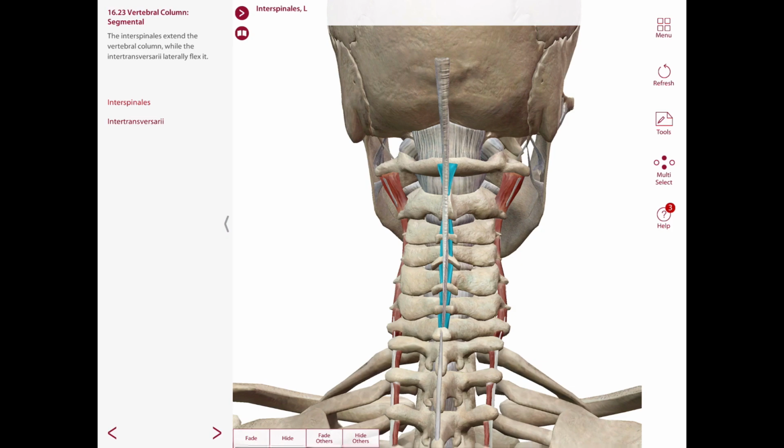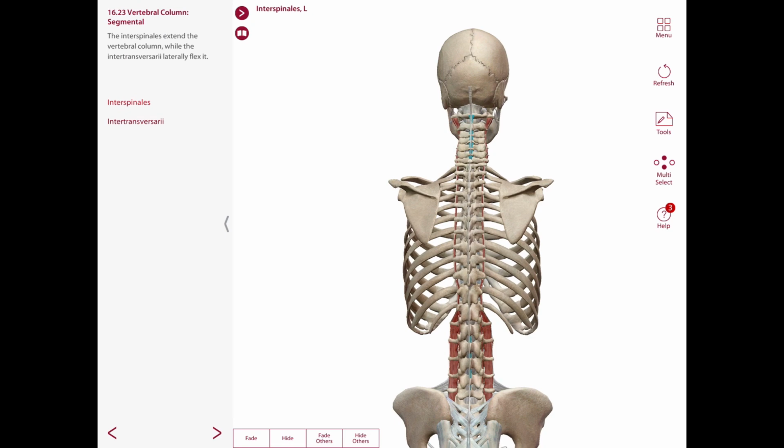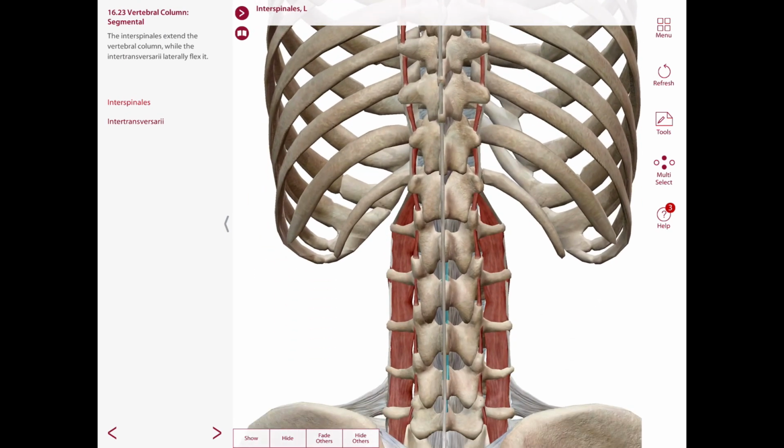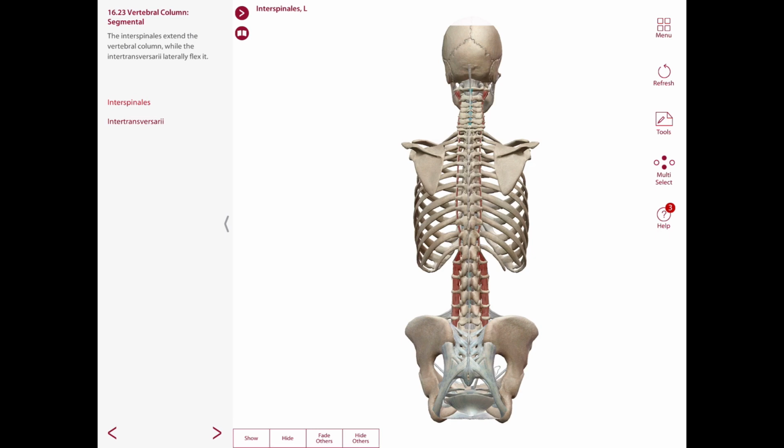Now the other group of muscles is the interspinales. These muscles extend between adjacent spinous processes. They are very developed in the cervical and lumbar regions also, as you can see right here. And the action of these muscles is the extension of the spine and the stabilization of the adjacent vertebrae.